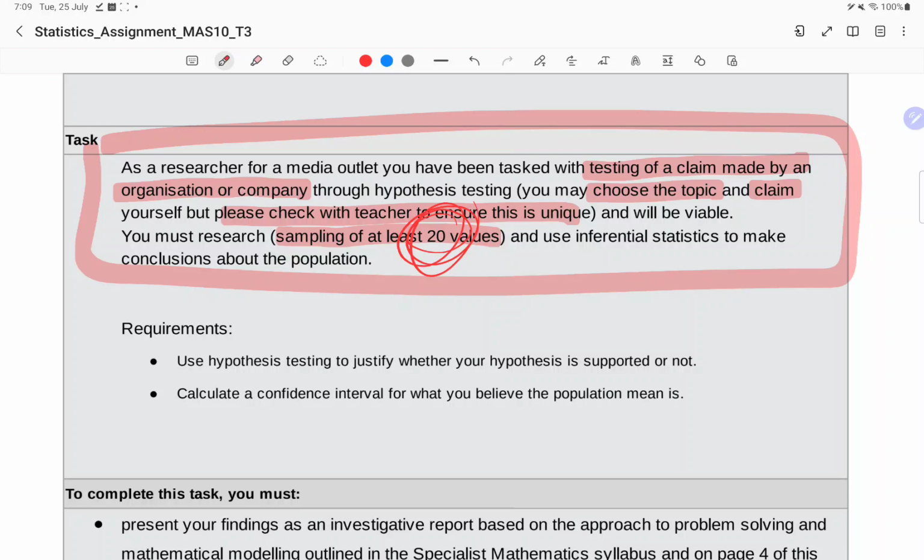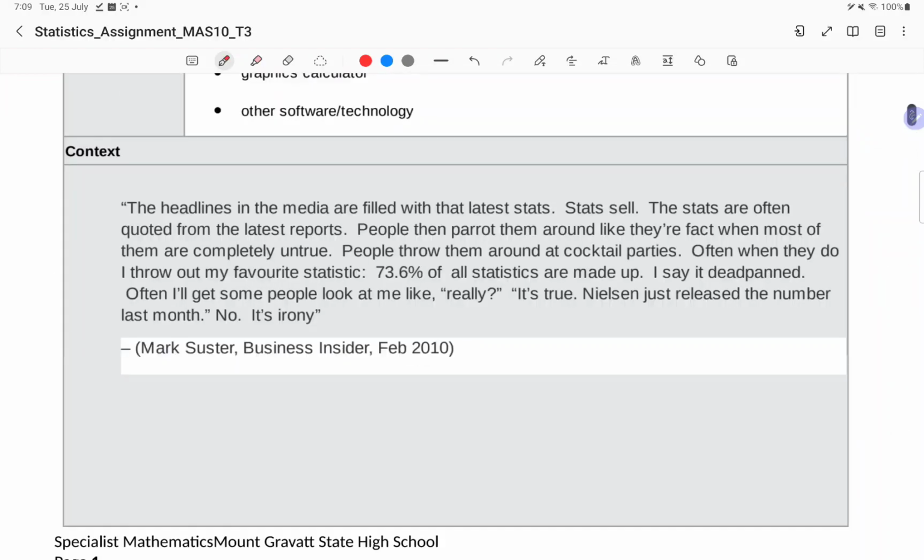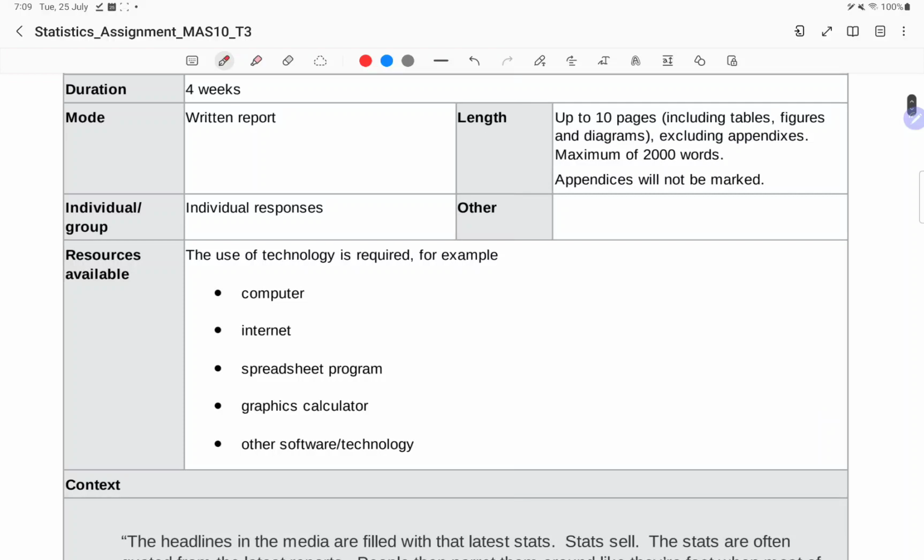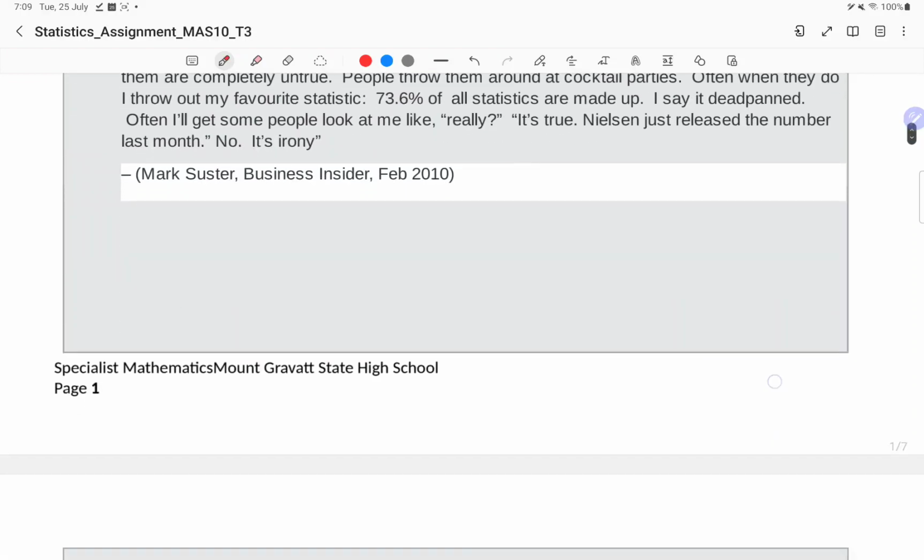$15. What's the word limit for this? 1,000. Only 1,000. Oh, sorry, 2,000. 2,000 words. Yeah, 10 pages, 2,000 words. I'll get to that in a second.